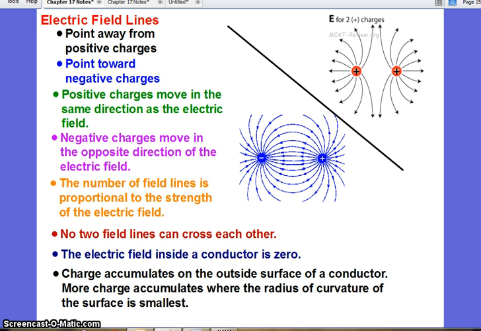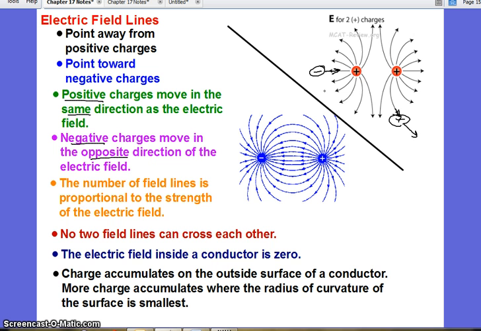Now, since positive charges move away from positive charges, and electric fields point away from positive charges, that must mean that positive charges move in the same direction as the electric field. So if I were to place a positive charge at this spot, it would move in the same direction as the arrow. Negative charges move in the opposite direction of the electric field. So if I were to place a negative charge here, it would move in the opposite direction of the arrow. It would move to the right.